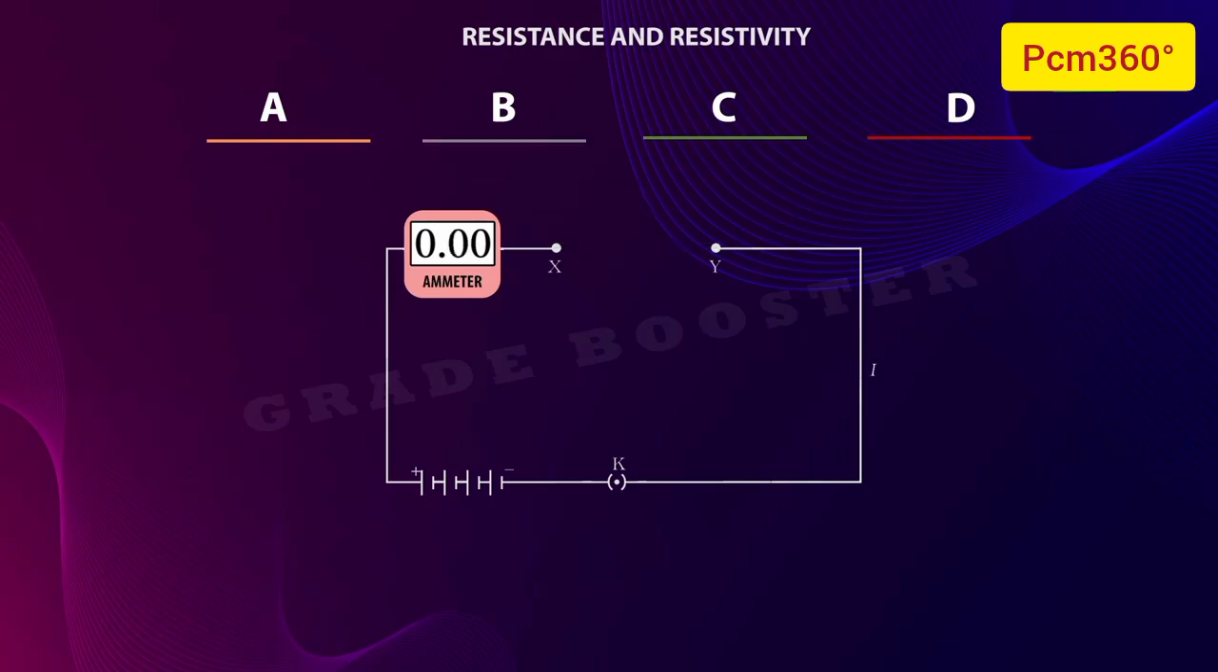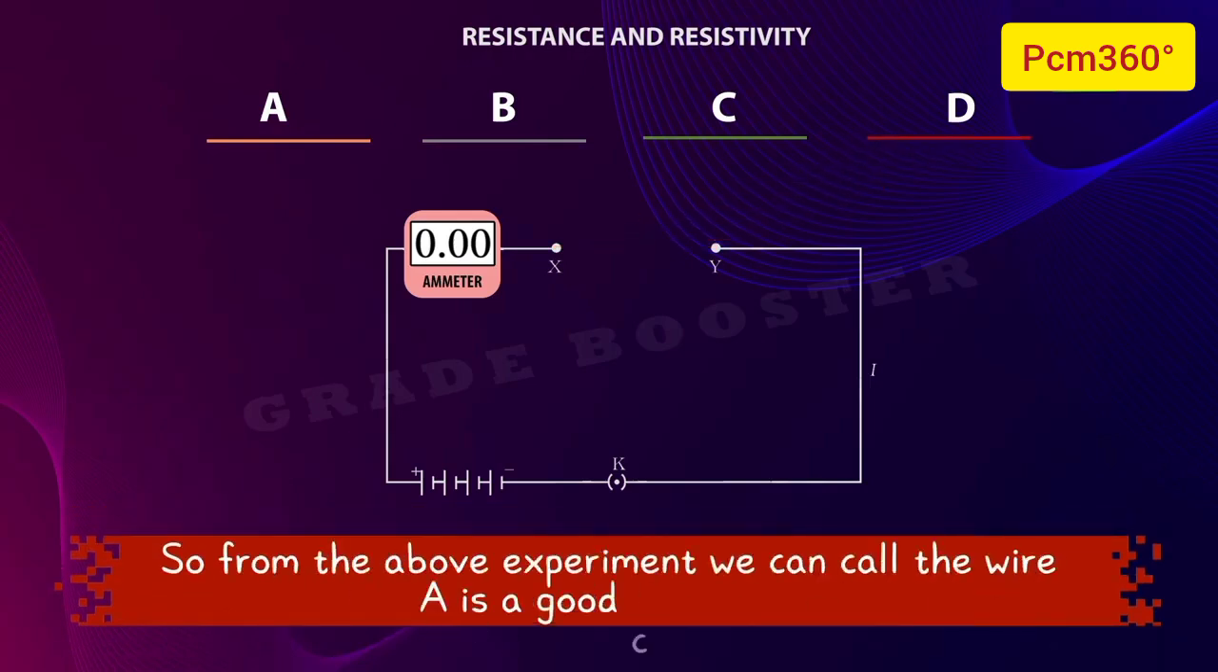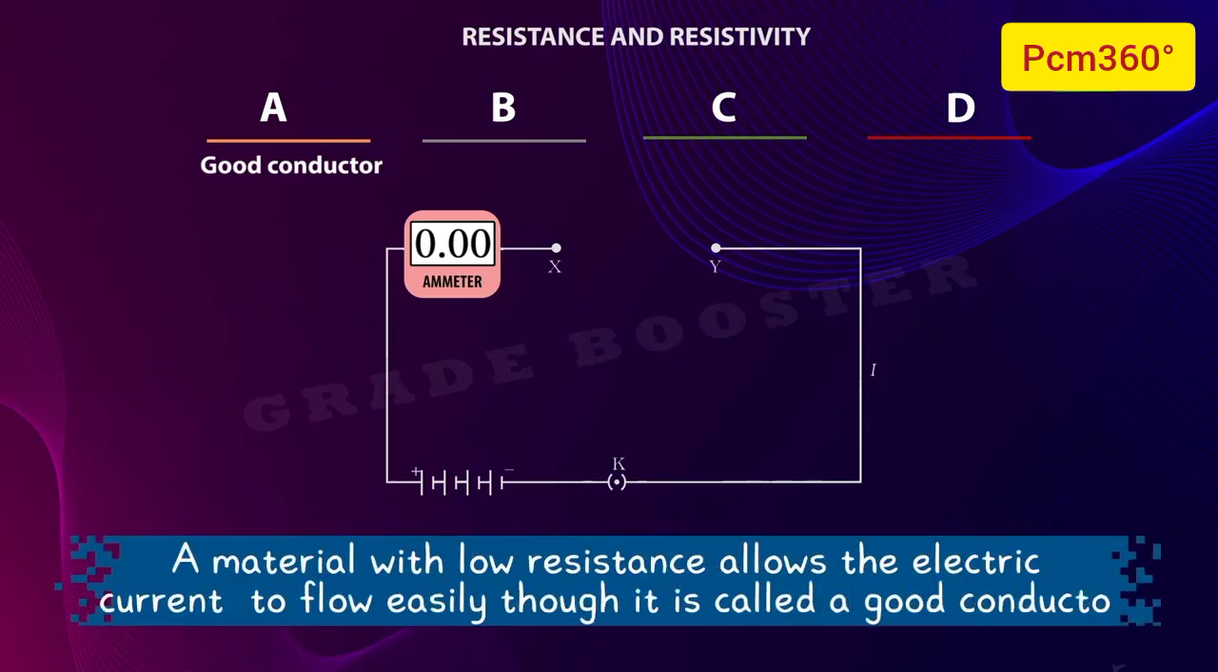Now replace wire B with wire C. In case of wire C, very less current is passed compared to wire B. Now replace the wire C with wire D. Now there is no electricity passed in the circuit and no reading is observed in the ammeter. So from the above experiment, we can call wire A a good conductor. What is a good conductor? A material with low resistance that allows the electric current to flow through it easily is called a good conductor.